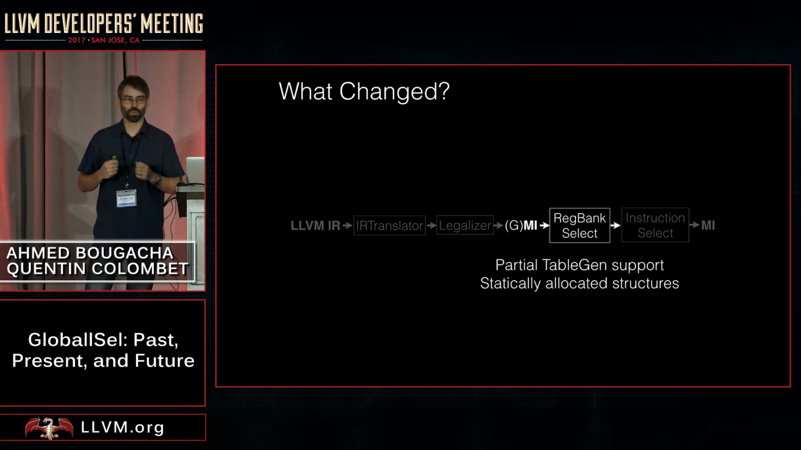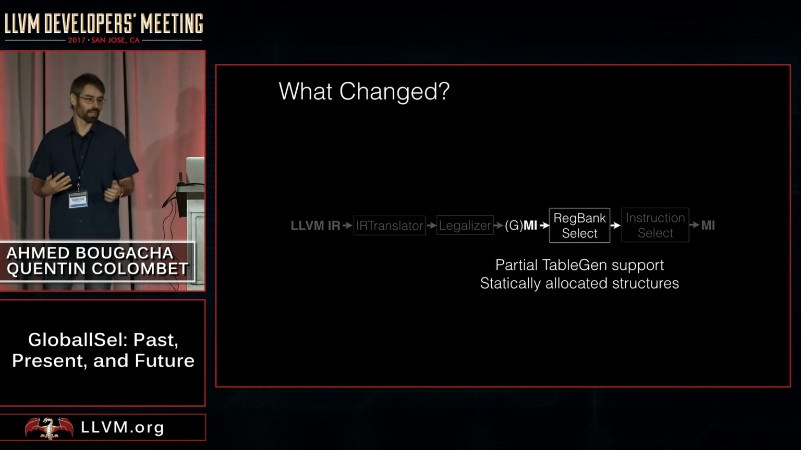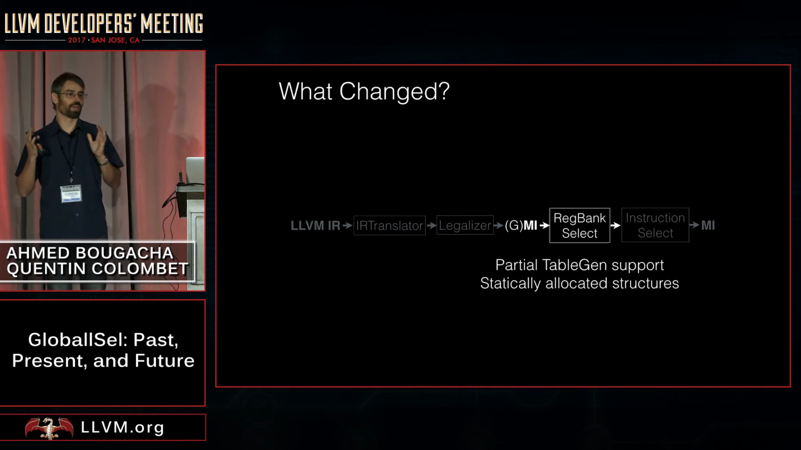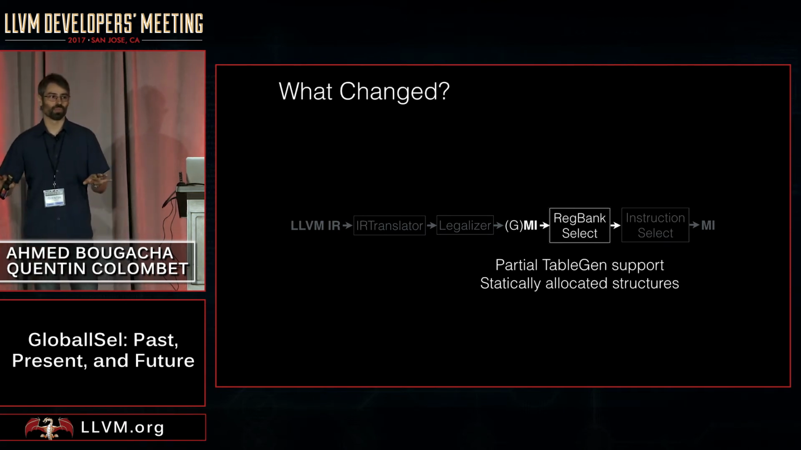So mainly what we did for the past year is that we added a partial TableGen support. That means that now instead of describing your register bank in C++ code, you can write this target description file. And also we moved away from dynamically allocated structures like small vectors into statically allocated structures like arrays. So that means that everything is prepared to use TableGen, but we don't quite generate it yet.